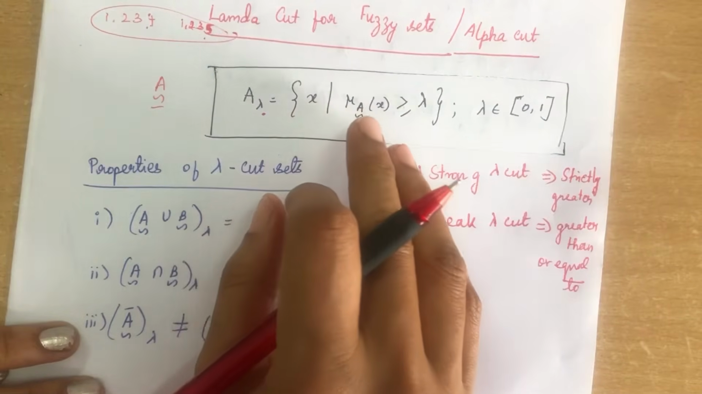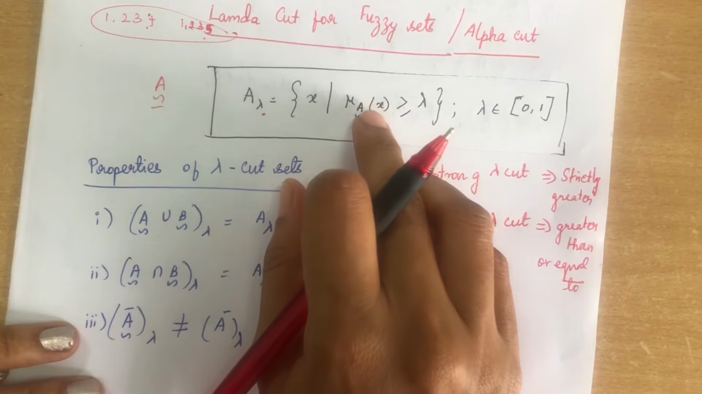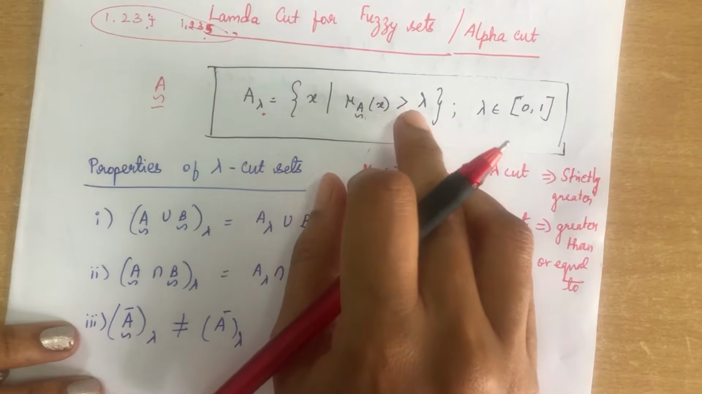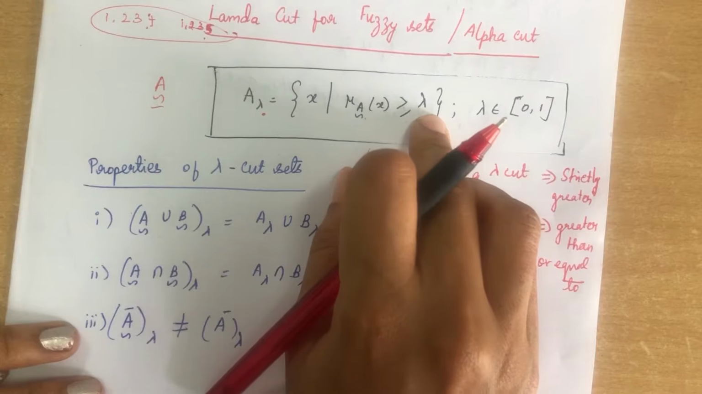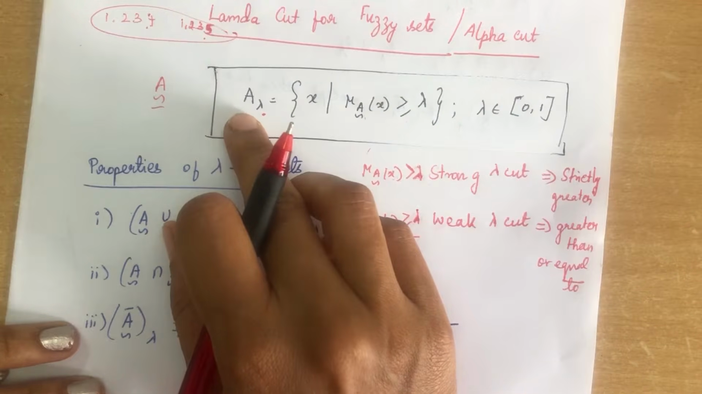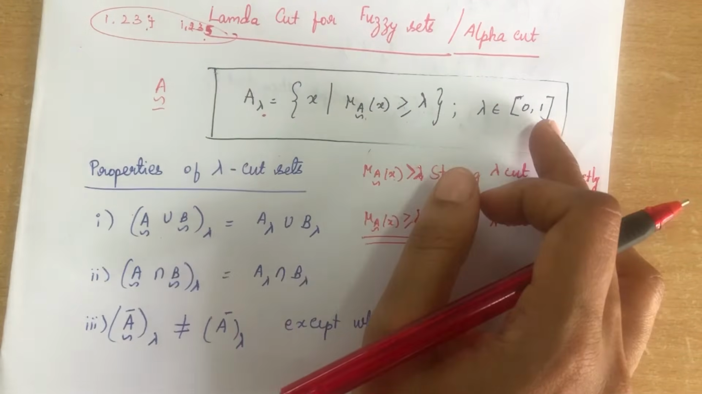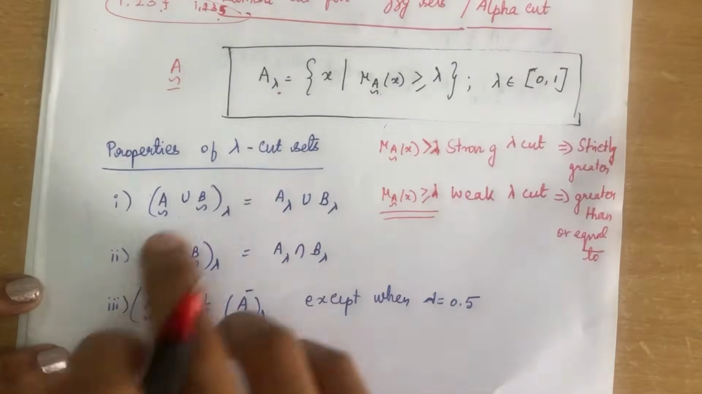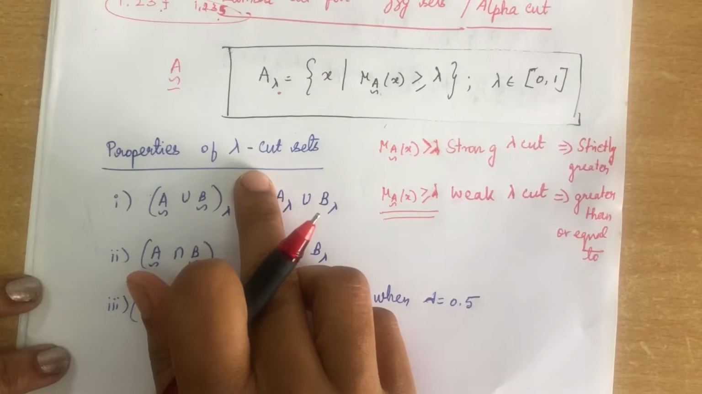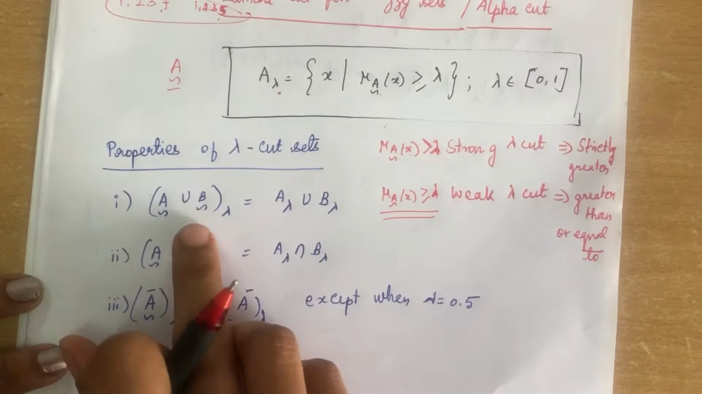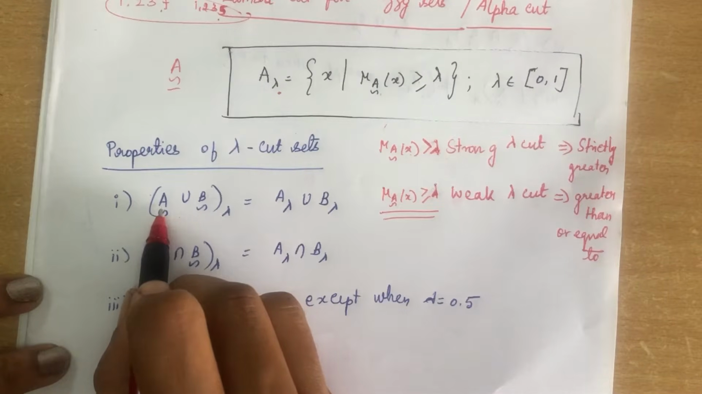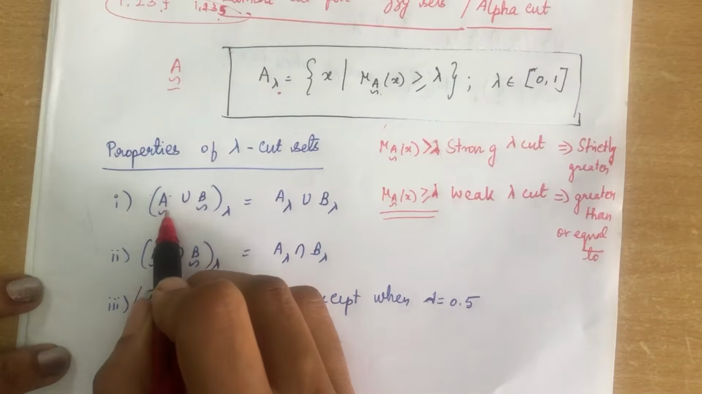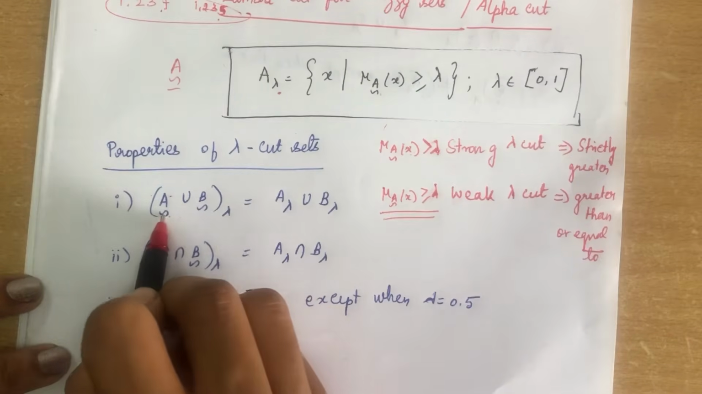Actually speaking, it is nothing but that the membership values of x should be greater than or equal to this lambda. That is called A lambda. This lambda can be any value between 0 and 1. Now we will see the properties of the lambda cut set. If you have a set A tilde, it is called a fuzzy set.